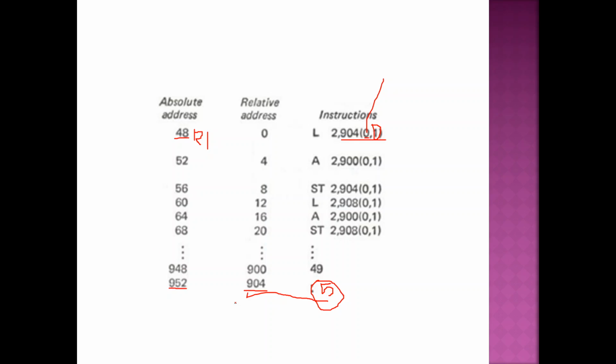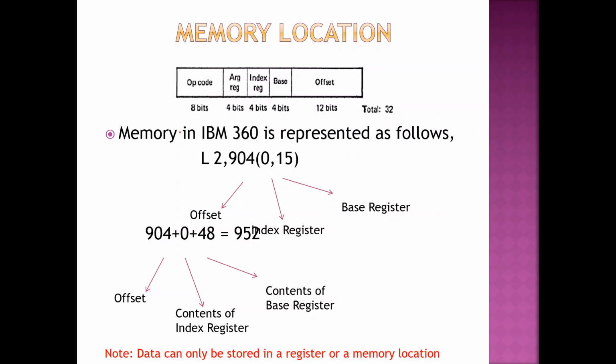That is why usually this displacement will be added with the base register, and then you say, yes, I got my absolute address. Actually you are also adding the index register value, but in these places it is 0, so you don't bother much. You understand? So this is what I wanted to tell you.